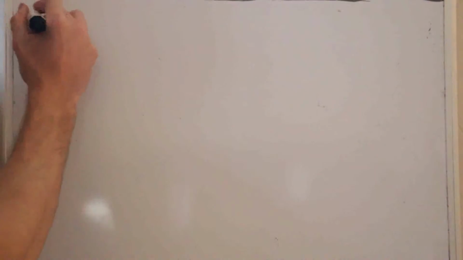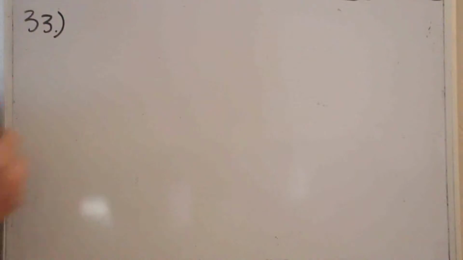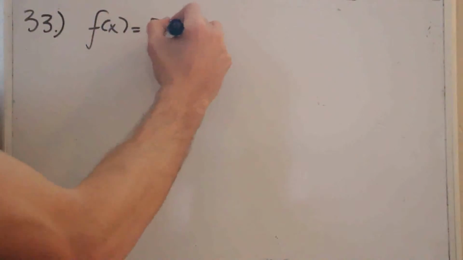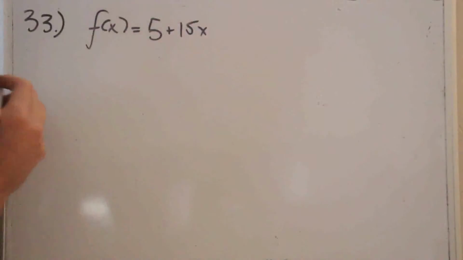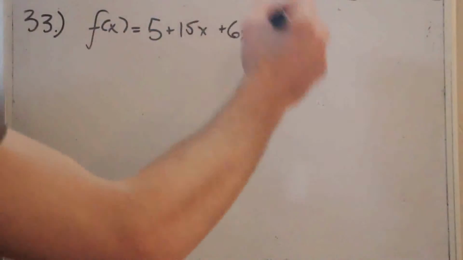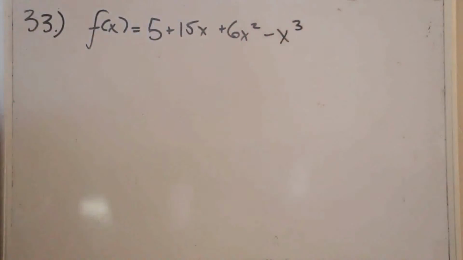Alright, next question, number 33. For what values of x is the function f of x equals 5 plus 15x plus 6x squared minus x cubed decreasing? What values is this decreasing? Well, decreasing, I'm immediately thinking about slope, right? My slope tells me whether my function's increasing or decreasing.